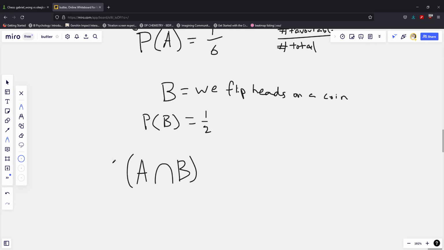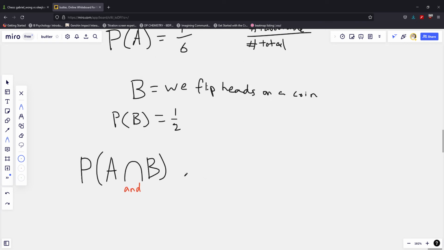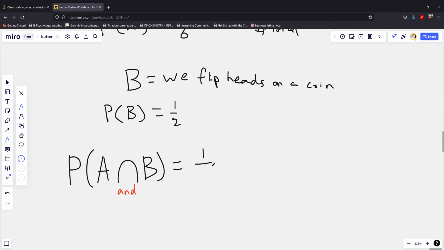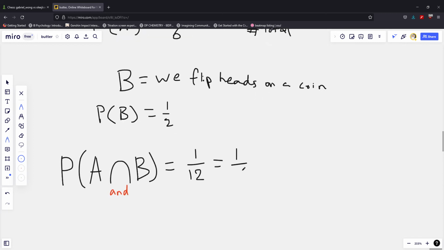And then we're going to ask for the probability of this. This intersection symbol, you can think of it as an AND statement. So read it as the probability of A and B occurring. As you may have guessed, this turns out to be 1 over 12. And you would get this because this is 1 over 6 times 1 over 2.